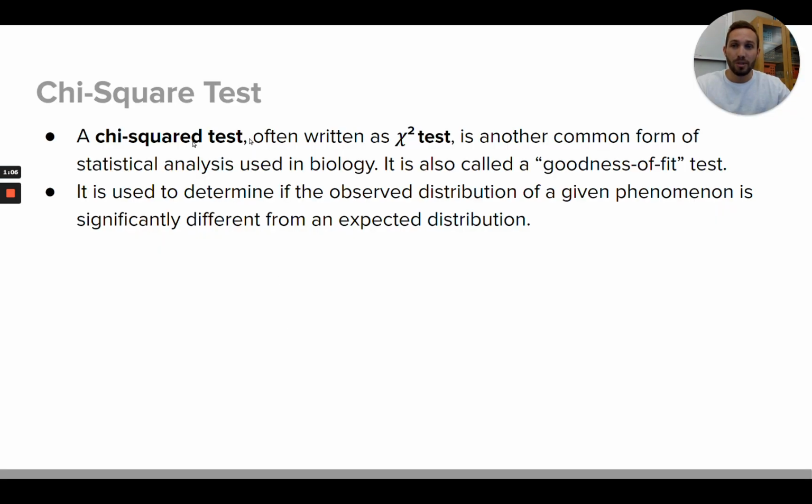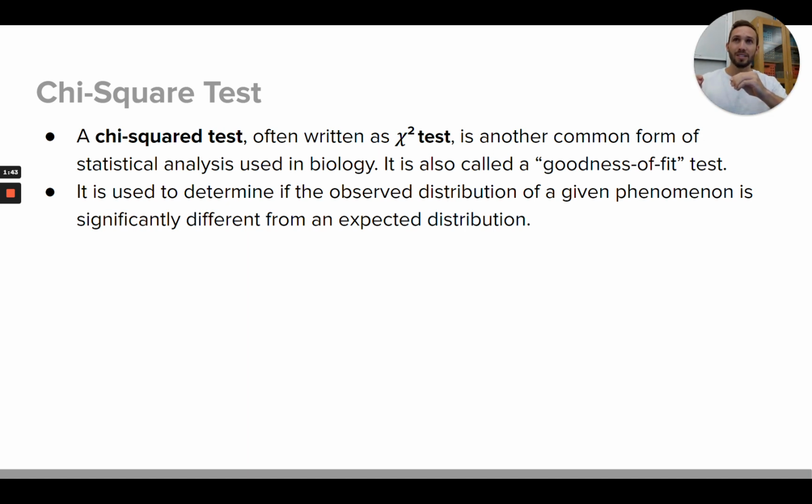So a chi-square test, which is often written as this Greek letter chi, it looks like a variable x, but it's like x squared, but that's the Greek letter chi. It's also called a goodness of fit test, but this is a common form of statistical test used in biology. Like I said, this is one of two types of statistics you need to know for this class. We already talked about standard error. This is the other one. And basically, we use a chi-square test in order to determine if the observed distribution of a given phenomenon is significantly different from an expected distribution.